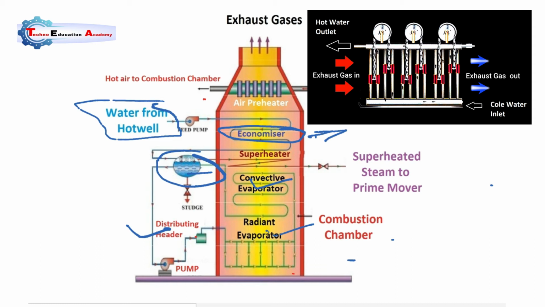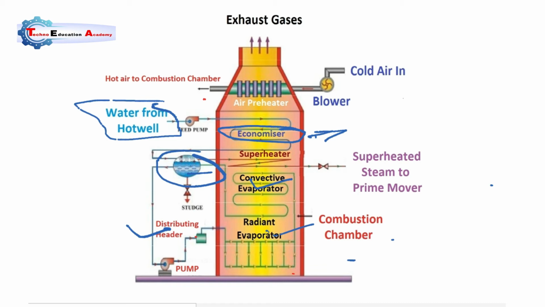So the function of the economizer is to increase the temperature of water. It will not generate steam, but whatever energy is available in the flue gases is utilized in this economizer to increase the temperature of water. So we can reduce the fuel supply and save fuel, since less heat energy is required to boil the water. The steam separated is further passed through the superheater.